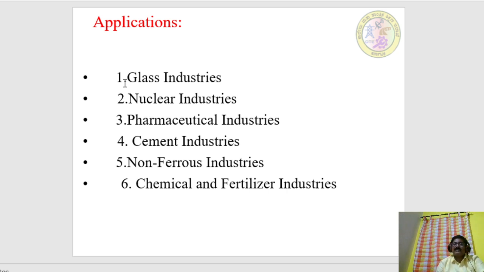Pharmaceutical industries, medicine companies, cement industries, they want to mix their additives of the cement at higher temperatures. It's very difficult to know the temperature while mixing. Then with the help of pyrometry we can identify it. Non-ferrous industries, I've already given an example, aluminium melt or steel melt. We can find out the melt temperature. Chemical and fertilizer industries are also using it.